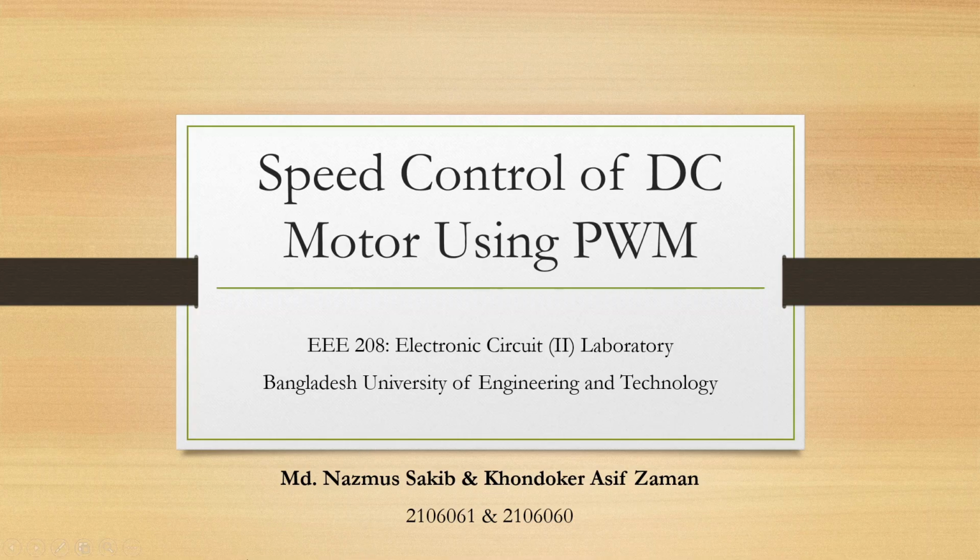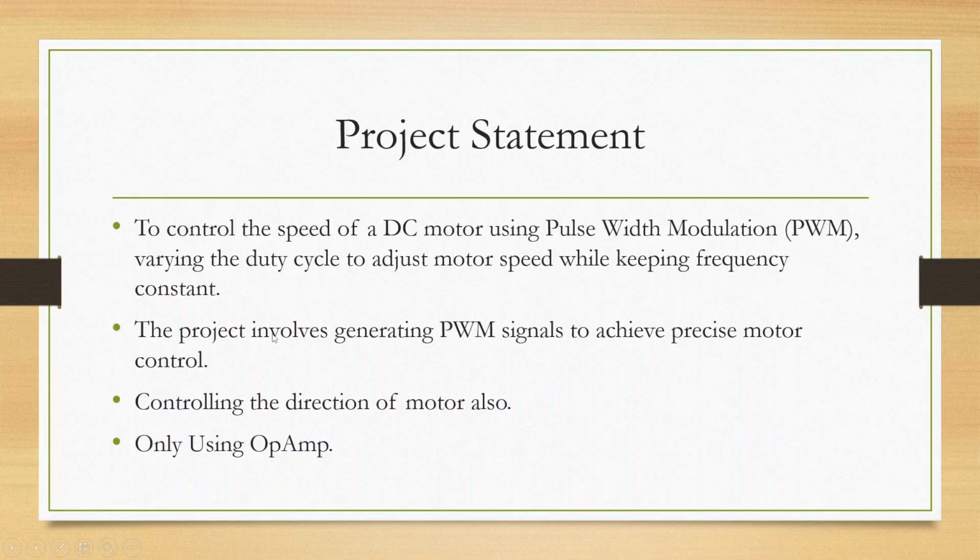My name is Nasib Jaman and my ID is 2106060 and my partner's name is MD Nazmul Sakib and ID is 2106061. The objective of this project was to control the speed and the direction of a DC motor by varying the duty cycle of a pulse width modulation signal using operational amplifier as the primary circuit implement.